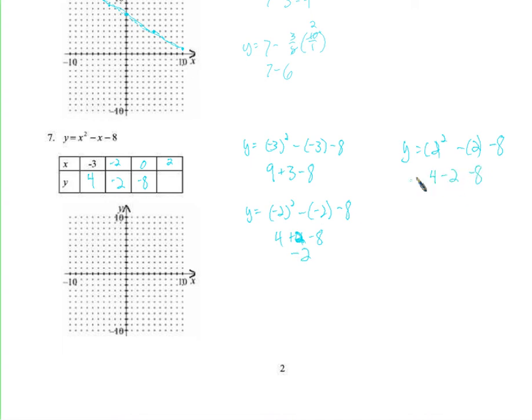It's almost just like the previous one, except when I square a number, it's always going to come out positive, so I'll get positive 4. But this time I do get minus 2, whereas before I got minus negative 2, and it wound up being plus 2. So here I get negative 8 minus 2 is negative 10, plus 4 is negative 6. All right, so negative 3, 4. Negative 2, negative 2. 0, negative 8. And 2, negative 6.